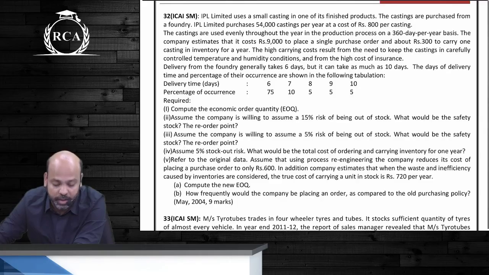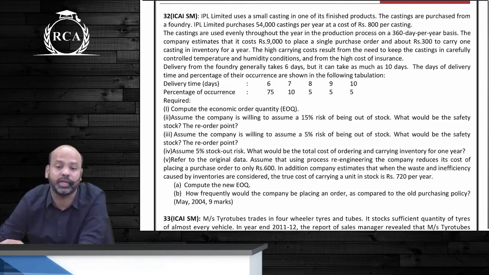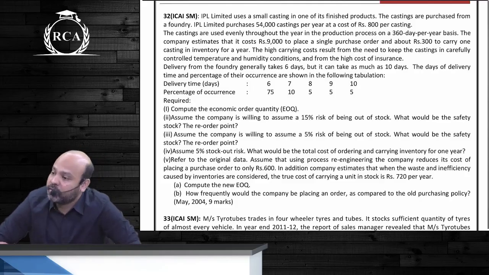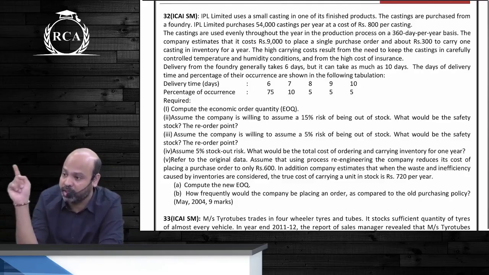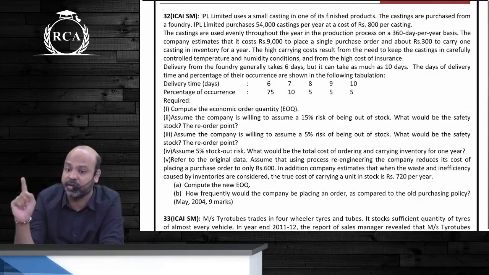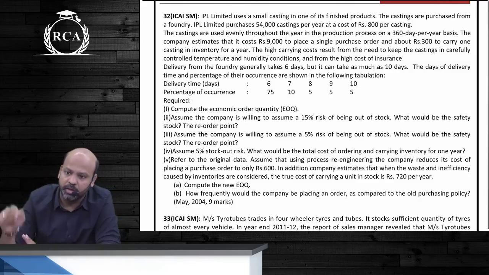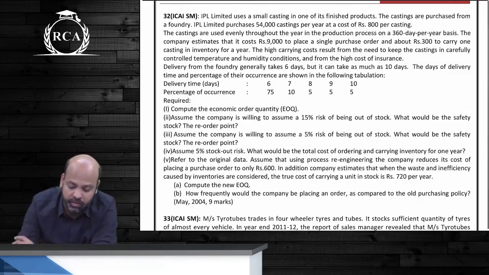Annual demand is 54,000. Cost per casting is 800. The castings are used evenly throughout the year in the production process on a 360 day per year basis. 54,000 castings divided by 360, without yawning, how much will it be? 150. This will be the minimum, the maximum, and the average if nothing else is given. Are we clear about this, guys? 150 castings per day is your consumption.